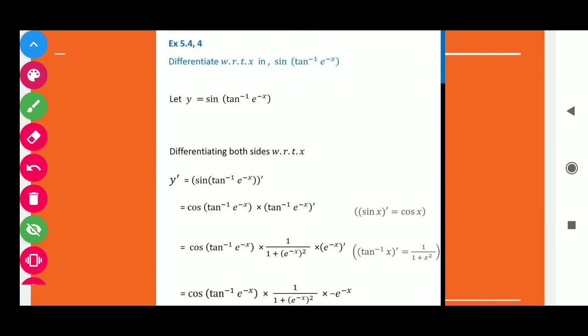Differentiate with respect to x sine of tan inverse e raised to power minus x. That's really important. You can see here the angle of sine is tan inverse e raised to power minus x, and the angle of tan inverse is exponential minus x, and the power of exponential is minus x. So students, be careful, do this question attentively. First, let y is equals to sine tan inverse e raised to power minus x. Differentiate both sides, we get derivative of sine is cos and the angle should be copied down.